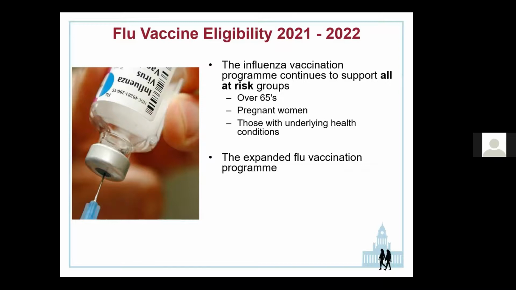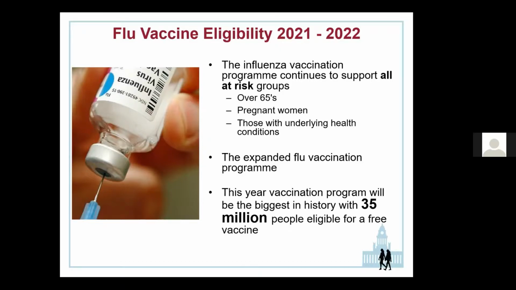Finally, the vaccination programme will also be extended to 4 additional cohorts in secondary school, so all of those from years 7 to 11 will be offered a vaccination. This means that this year's programme will be the biggest in history, with 35 million people being eligible for a free vaccination.